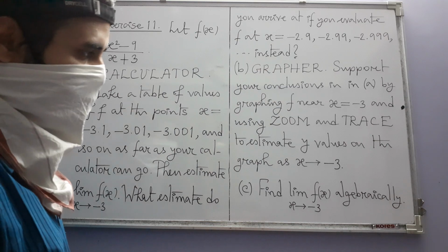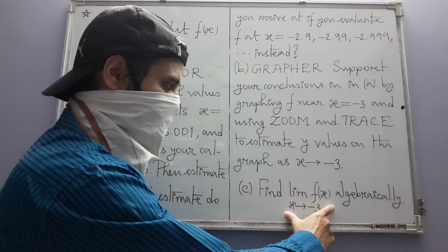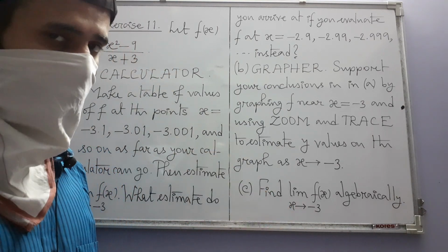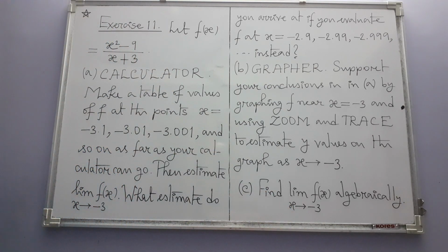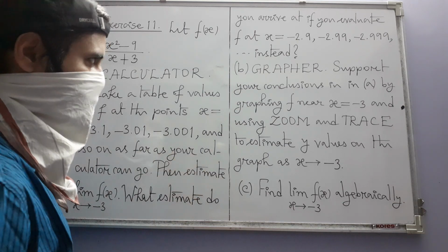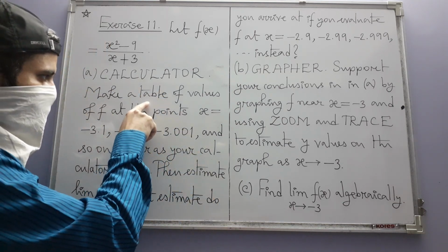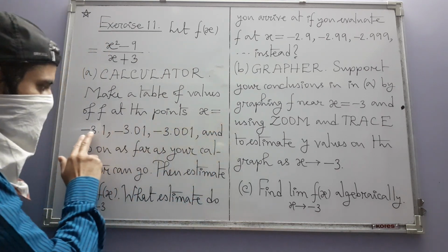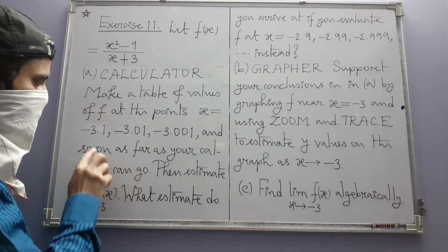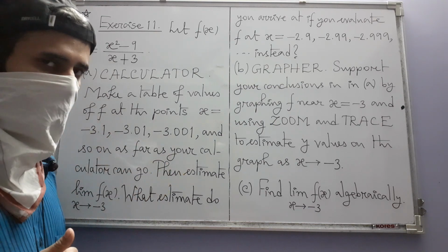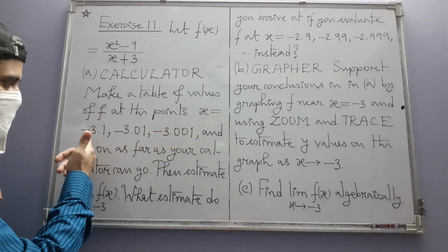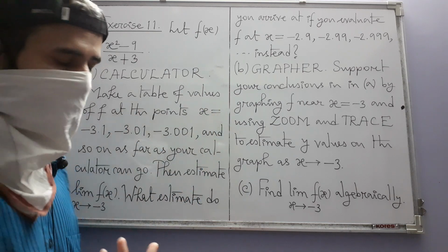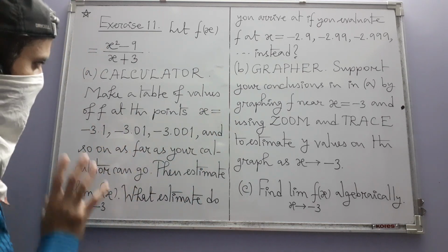Now naturally we would investigate this limit, that is, what happens to the f values as x approaches minus 3, that problematic point. Now there are three parts. In the first part we investigate things numerically. So some input values are given which are near minus 3. These values are minus 3.1, minus 3.01, minus 3.001, and the number of zeros increases. So precisely this is being asked here.